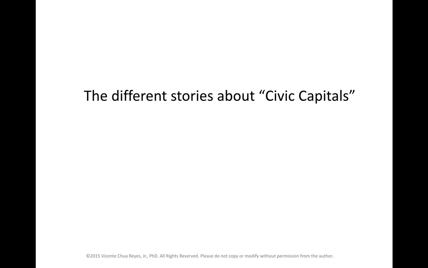But when we were looking at the idea of civic capitals, we discovered that there were different stories about civic capitals.